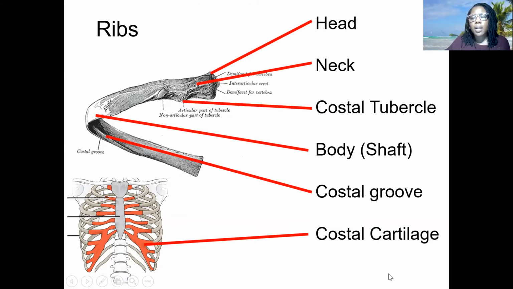Lastly, we have the costal cartilage, and the costal cartilage is simply the articulating cartilage between the sternum anteriorly along the midline and the corresponding ribs that are articulating as well. So there's not a direct or immediate connection where there's bone to bone between the rib and the sternum. Rather, there's an extensive amount of cartilage that helps to bridge that connection between the sternum and the rib.